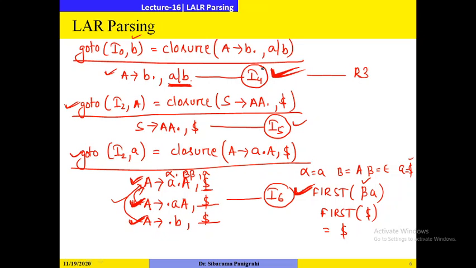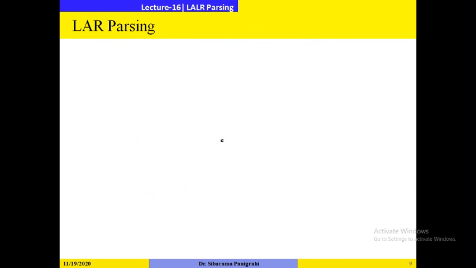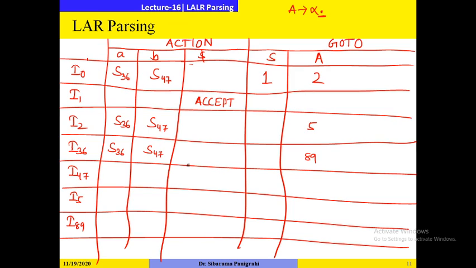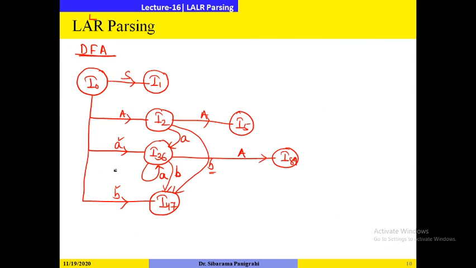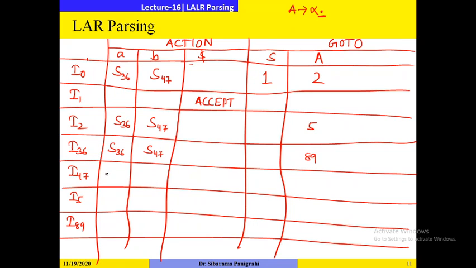So you see I4 I have merged with 7. Okay, so the new item is I47. So in I47 I will write R3. Where I will write R3? Under the look ahead symbols a, b and dollar. So here no need to compute the follow. So in the I47 row, under a, b, dollar, I will write R3. Now I have gone through I47.